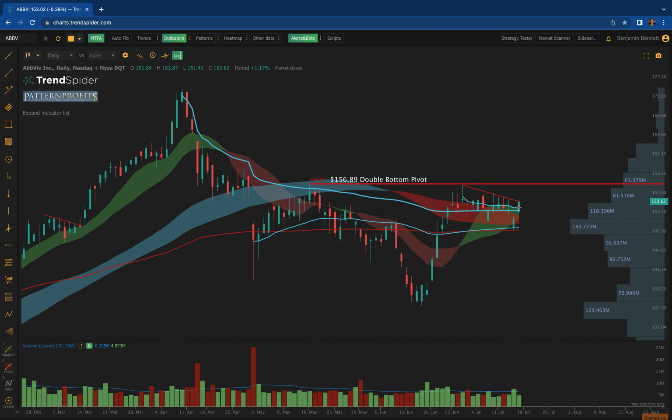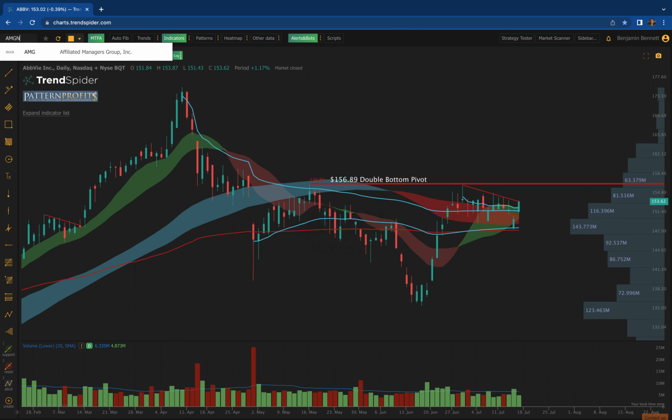So just want to see that push above that descending trend line. Like I said, that may be an early entry opportunity there. And then most of the eyes are going to be a little bit higher there, 156.89. This is also a 3 weeks tight pattern, this consolidation. So looking for ABBV to come out of there.